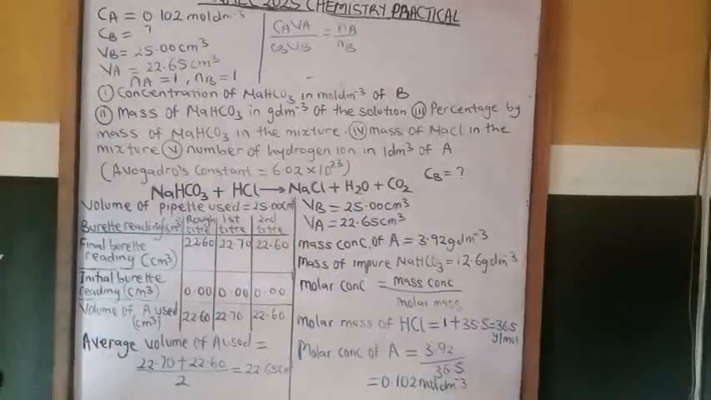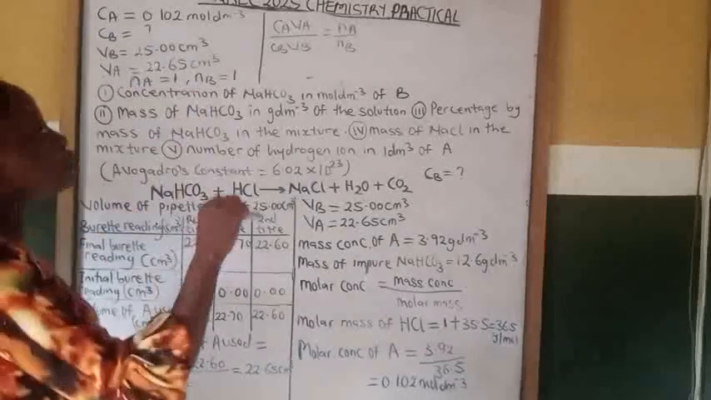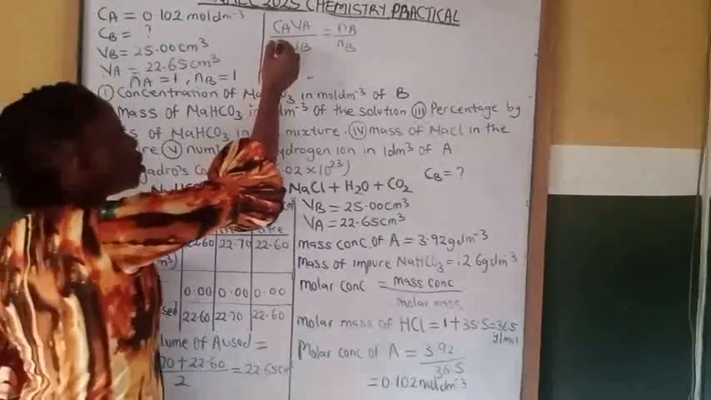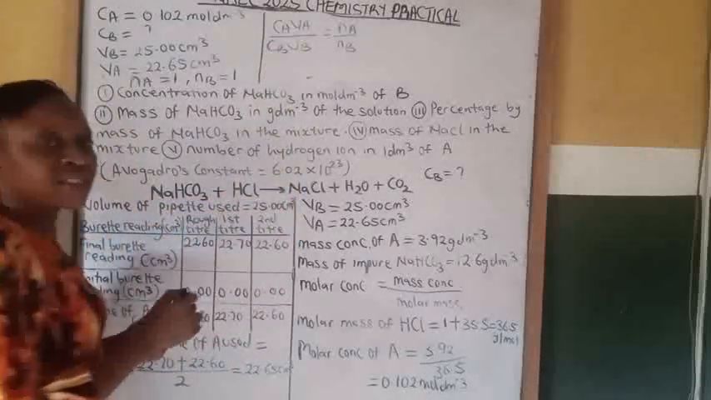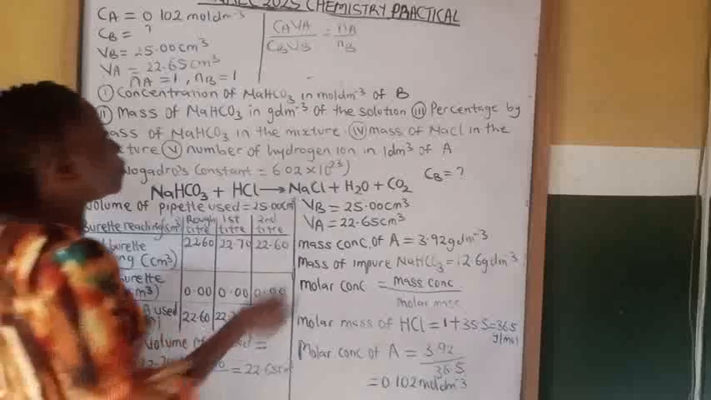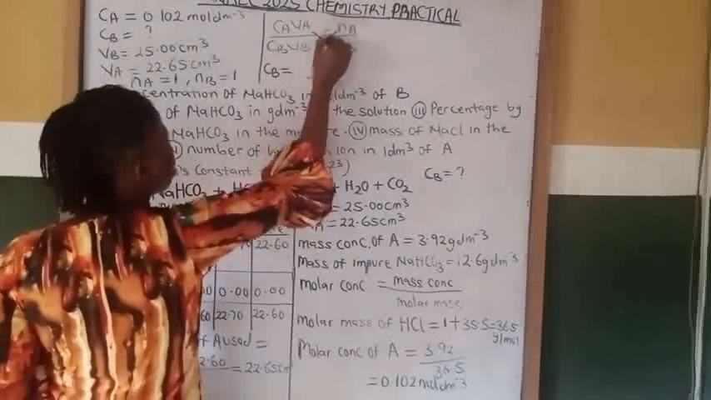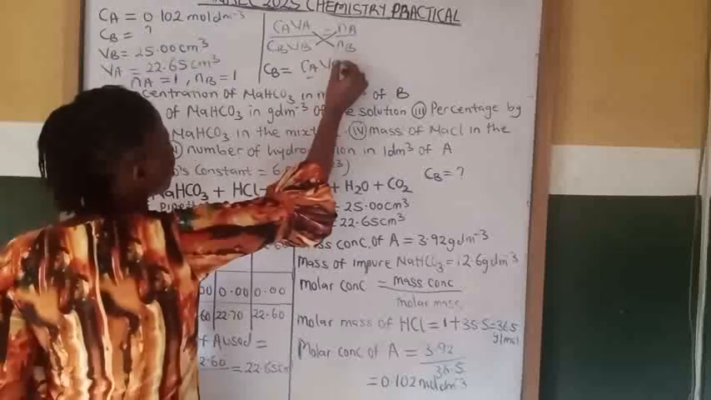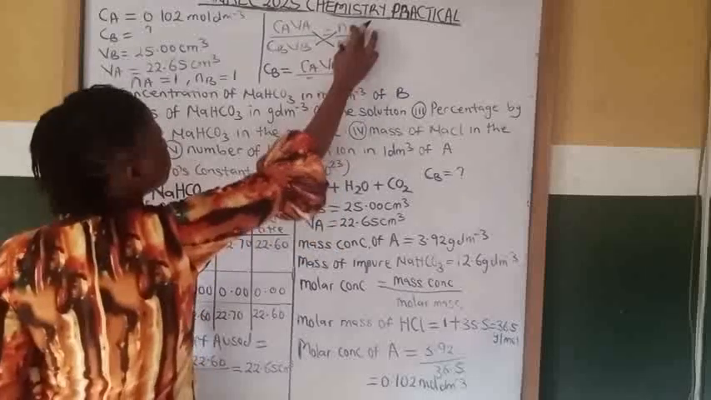Then you are looking for Cb. So the next step to take is to make Cb the subject of the formula. Don't jump any step. So I'm looking for Cb now. I will make Cb the subject of the formula. So my Cb will then be equal to, by the time you cross multiply, Ca Va Nb divided by Vb Na.